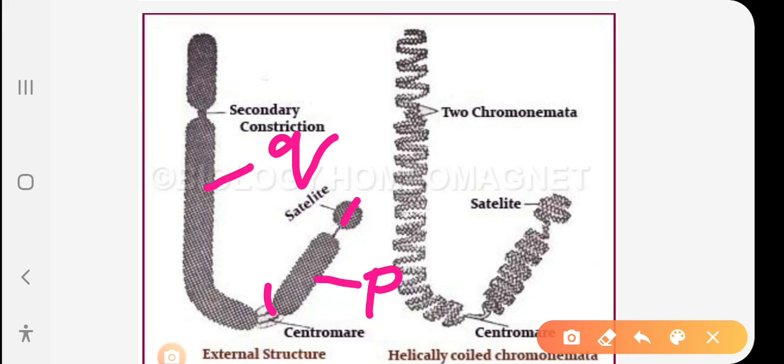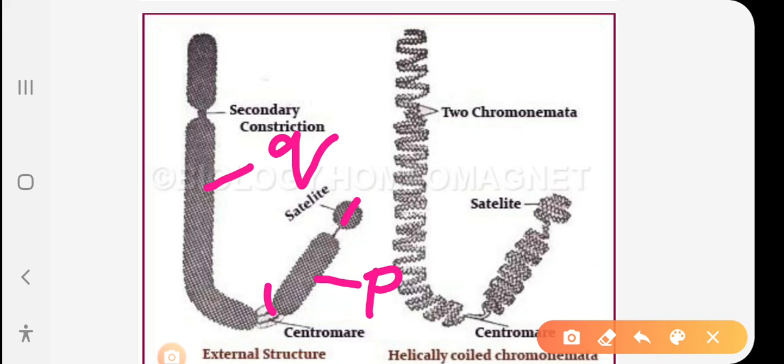Usually, chromosomes are monocentric, right? Sometimes some chromosomes have two centromeres. They are known as dicentric chromosomes, right? Sometimes more than two centromeres, they are known as polycentric chromosomes. In very rare cases, chromosomes do not contain a centromere, so these chromosomes are known as acentric chromosomes. That means no centromere in the chromosome.